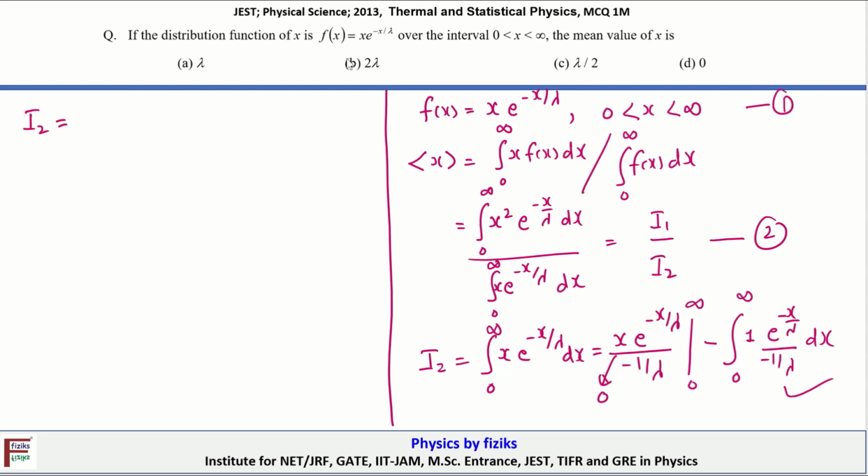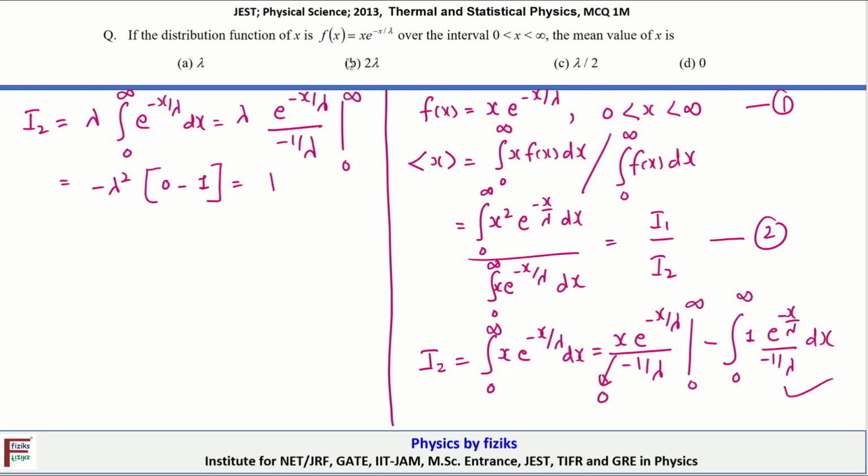So I2 is equal to, minus and minus become plus, λ times the integral from 0 to infinity of e^(-x/λ) dx. That is equal to λ times e^(-x/λ) upon minus 1 by λ from limit 0 to infinity, which comes out to be minus λ squared times the limits. If you substitute the upper limit, e^(-x/λ) when x goes to infinity is 0, and the lower limit gives a factor of minus 1, so that is equal to λ squared. Let's call this result 3.